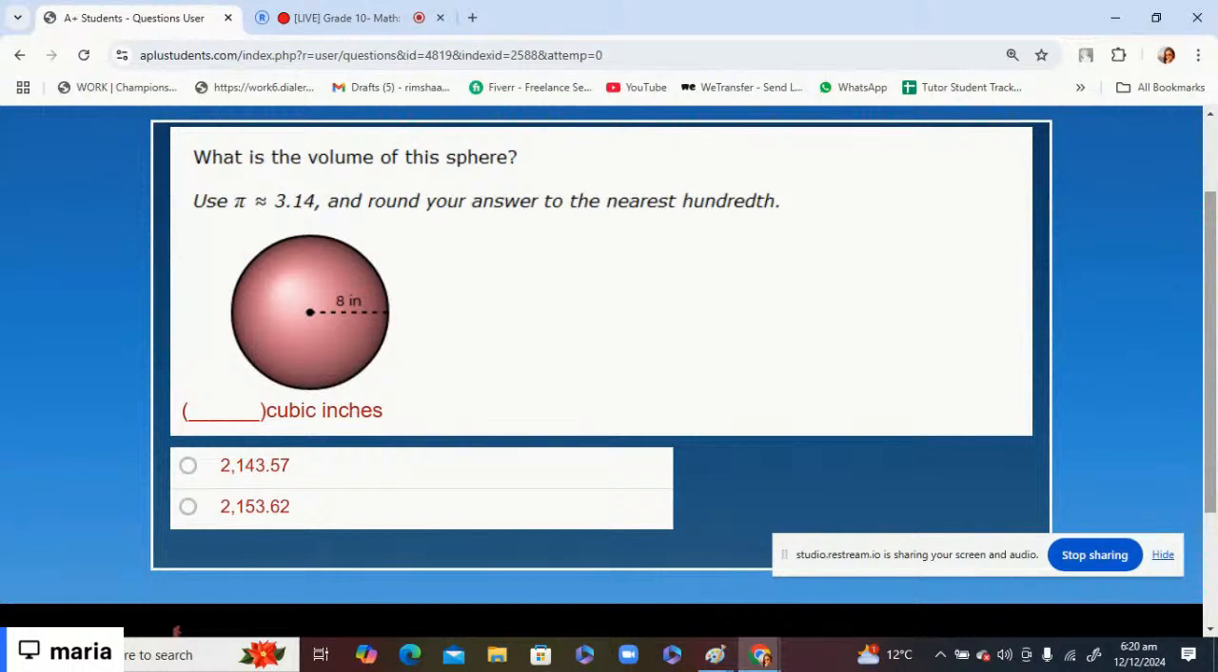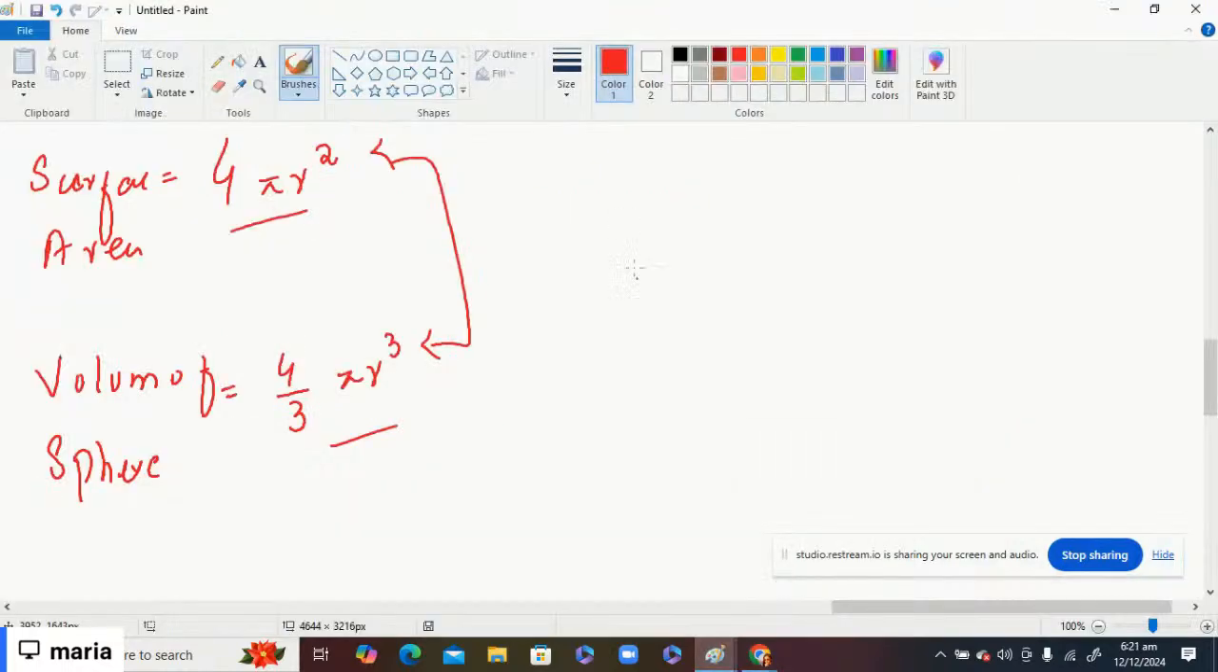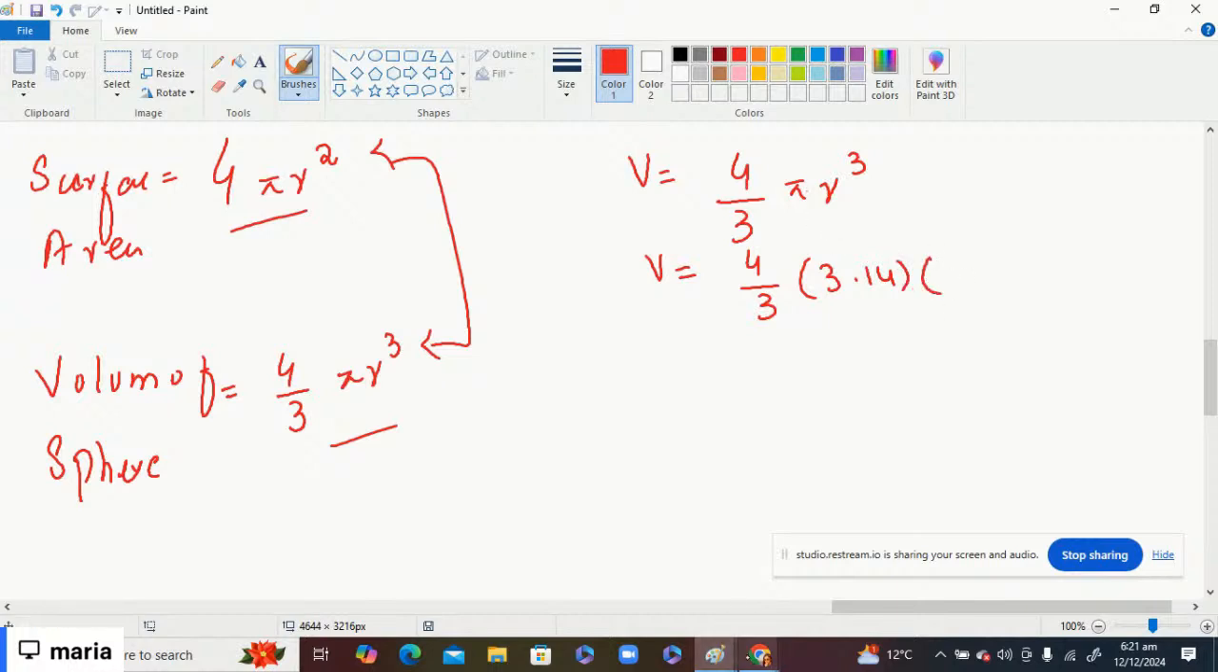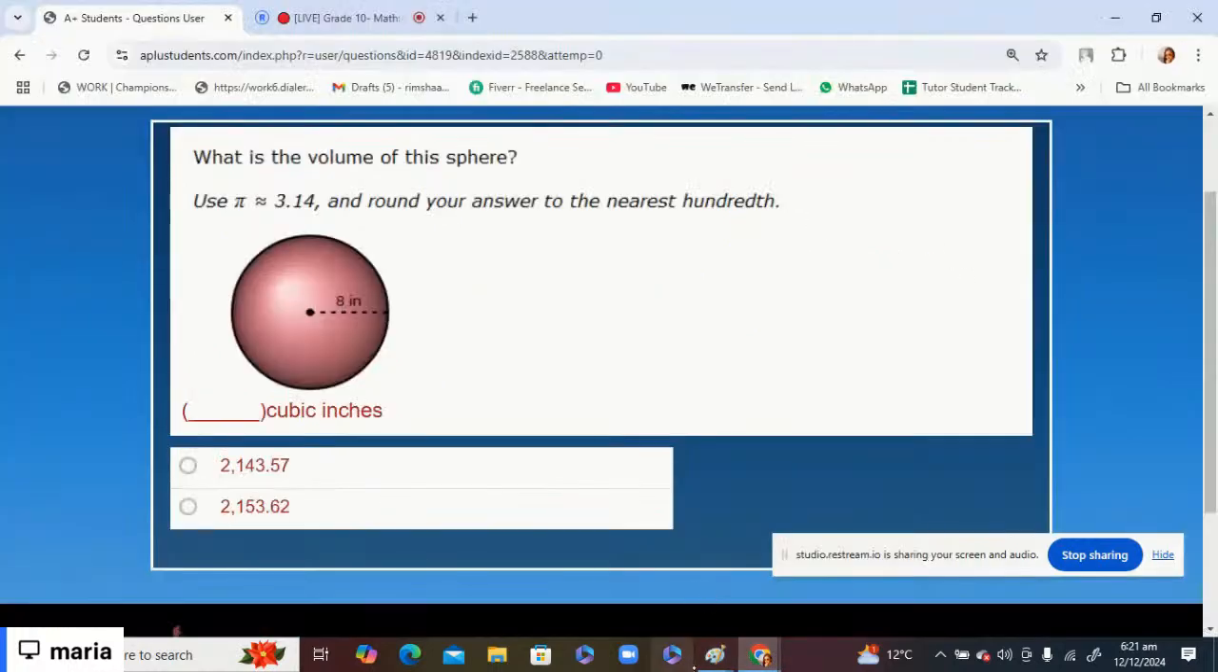So, what's the volume of this sphere? Radius is given, this is 8 inch, and we're going to find the volume. So, how to find the volume? By using this formula, 4 by 3 pi r cube. So, volume is equal to 4 by 3 pi r cube. So, it's 4 by 3, 3.14, and radius is given, that is 8 inches.